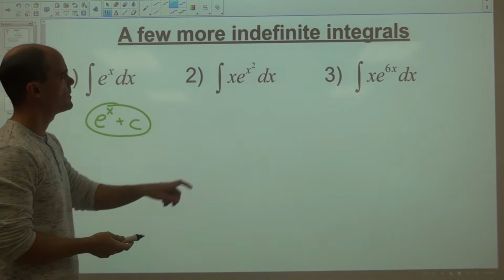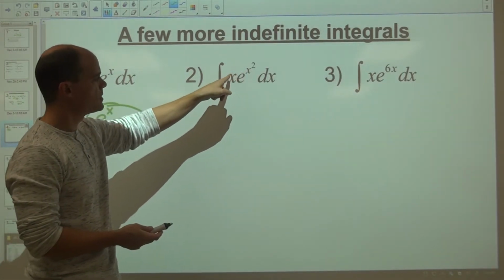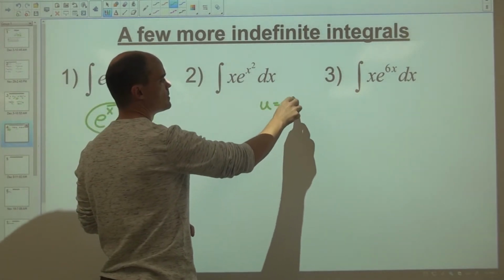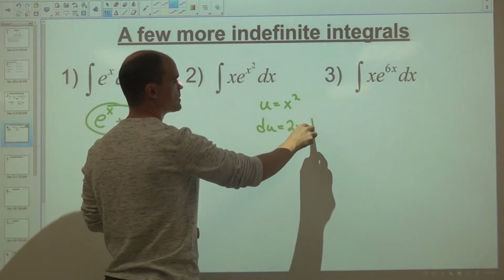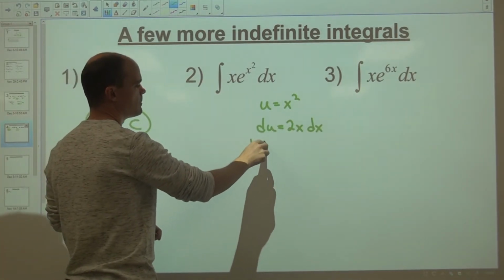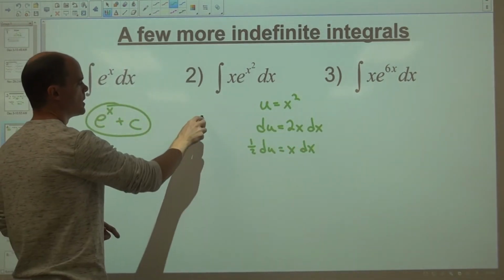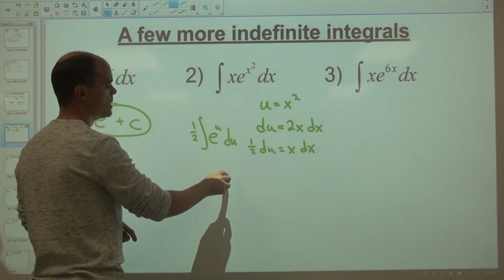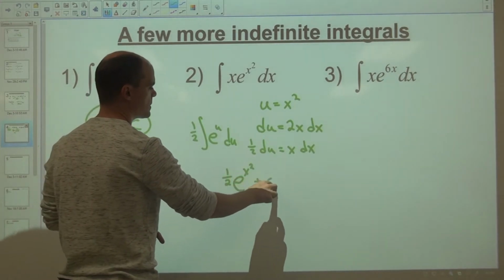And then we've got this function trapped inside, but we've got its derivative right there, or a version of it. So I can allow u to be x squared. I can allow du to be 2x dx. And oh, I can multiply by a half, and we can make this work out just fine, x dx. So we end up with 1/2 e to the u du, which of course is 1/2 e to the x squared plus c.